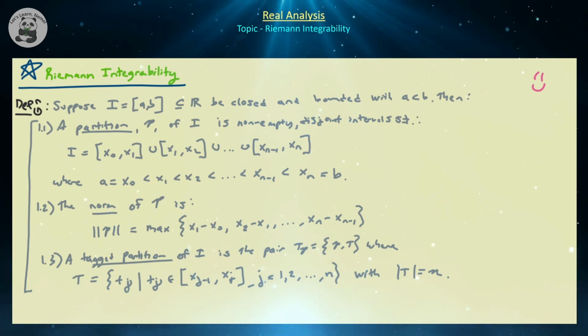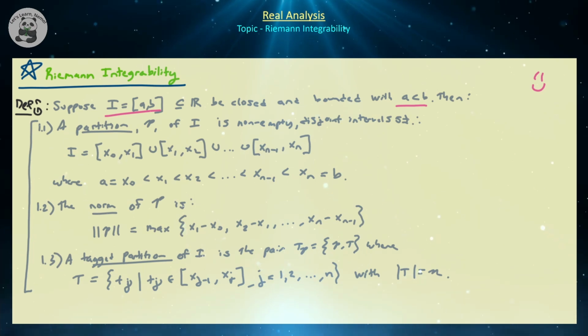So what exactly is Riemann integrability? We're going to begin with a closed and bounded interval of the real numbers. We're going to call this [a, b]. We're going to assume that it's closed and bounded with a less than b, implying that this interval is obviously non-empty. So the first thing that we're going to do to this interval is partition it.